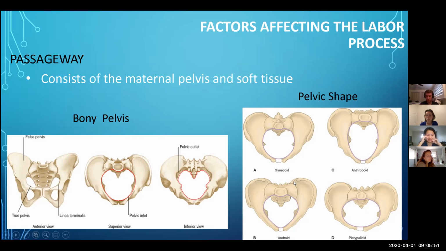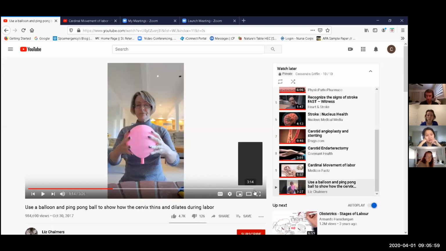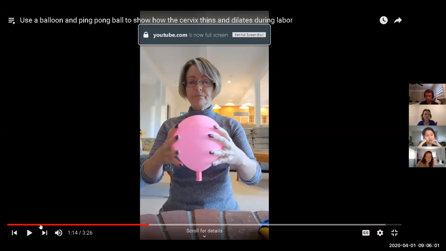So, let me see if I can go ahead and share my screen. I did practice a little bit so that it would be a little bit easier for us. All right, let's see if this works.